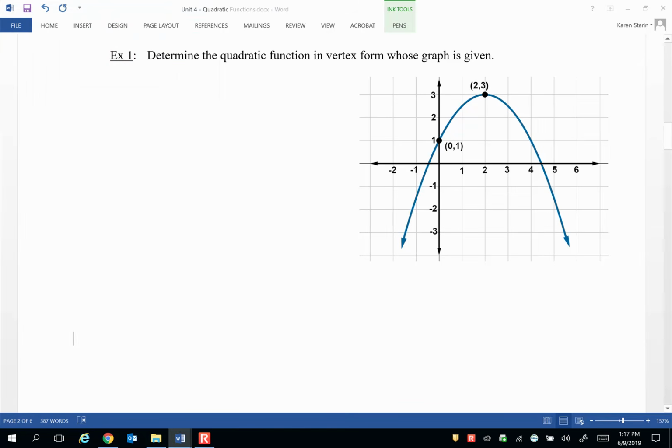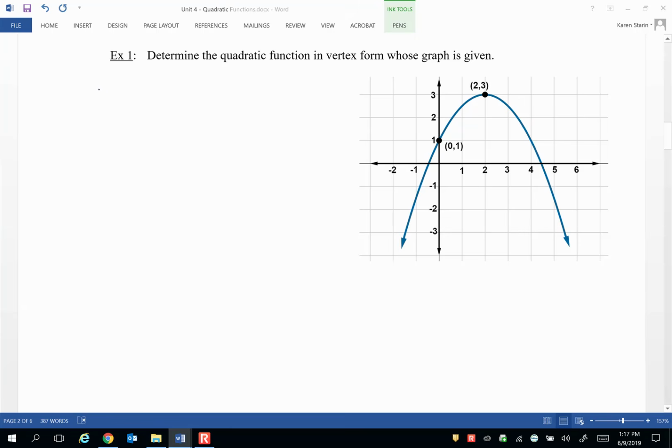Example 1, determine the quadratic function in vertex form whose graph is given. So let's look at this graph. First let's notice a couple things about it. It opens down. So that's interesting. We'll figure out what that means here in a minute. We also have the y-intercept (0, 1), and we have the vertex (2, 3).